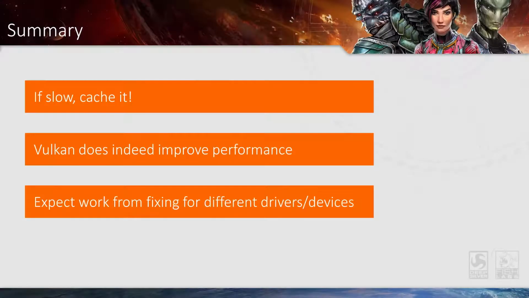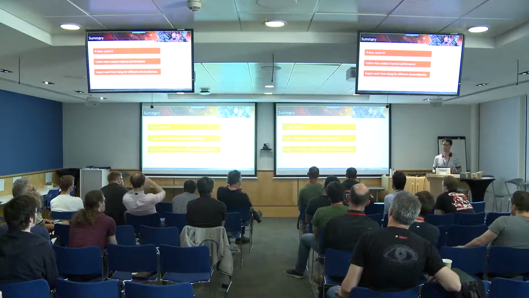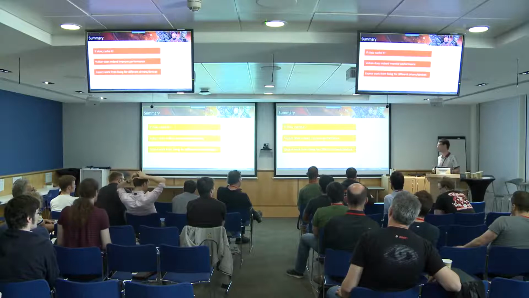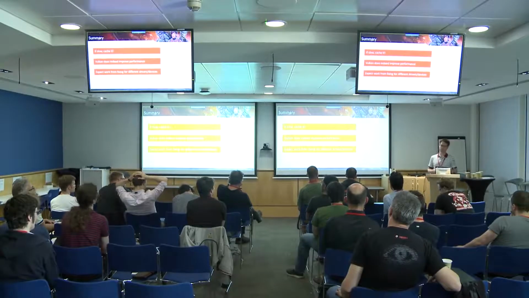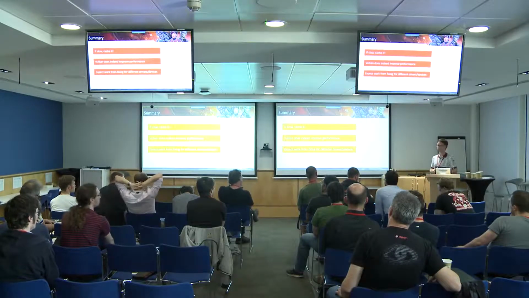So if I had to boil down this talk to 3 main points, it would be: if something is slow, try to cache it. Vulkan does indeed improve performance, as we saw on the previous slide. And you should expect a lot of work when taking your renderer from Windows or from another platform to the different Android drivers and devices, because they are all very different.